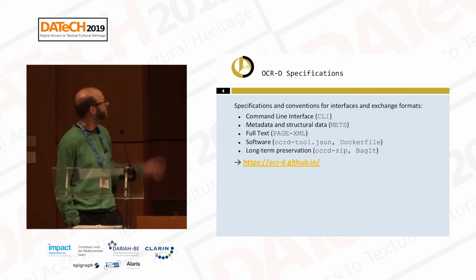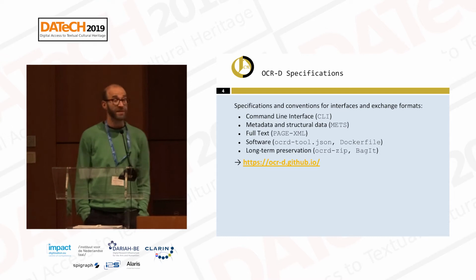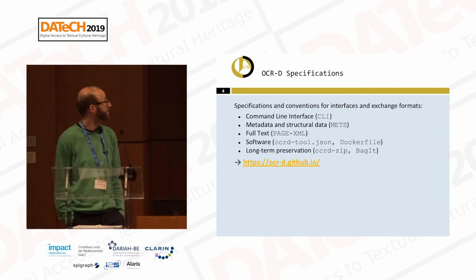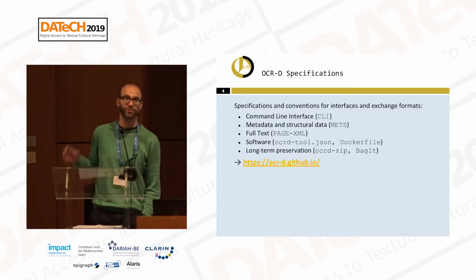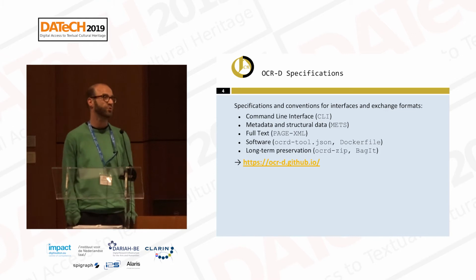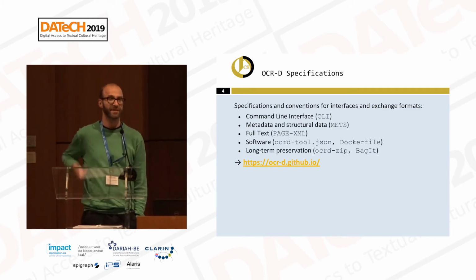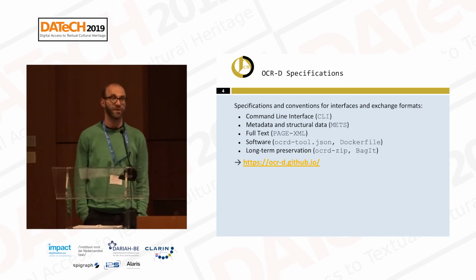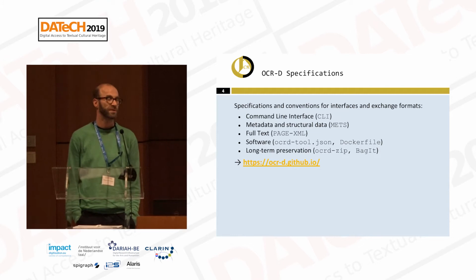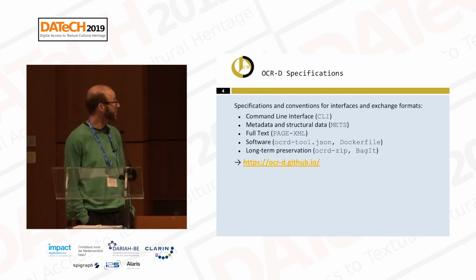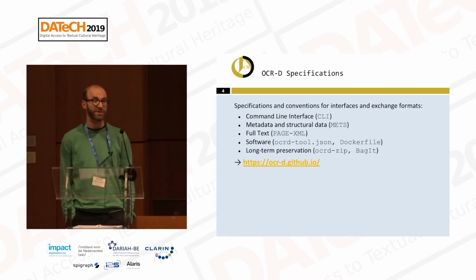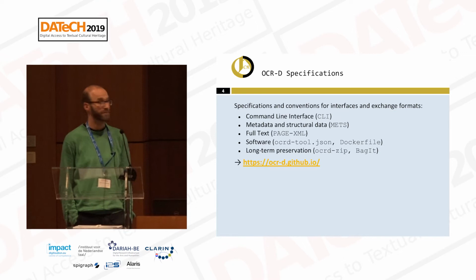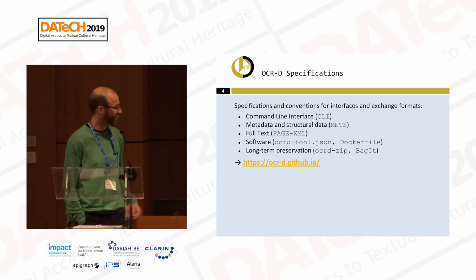We also require that the software that is delivered by these module projects provides us with an OCR-D tool JSON, which basically describes the parameters of the tool in a standardized way. And the modules also need to provide a Docker file so that it's easy to install and deploy these technologies via Docker. And for long-term preservation of OCR data, we use this OCR-D zip format in combination with BagIt, as we've also heard about in the talk before.